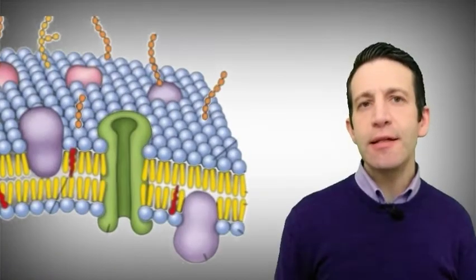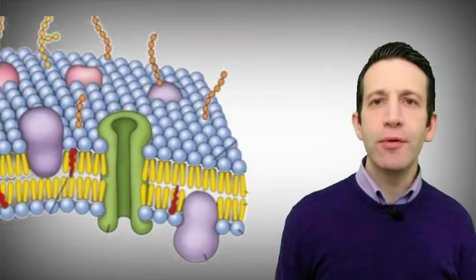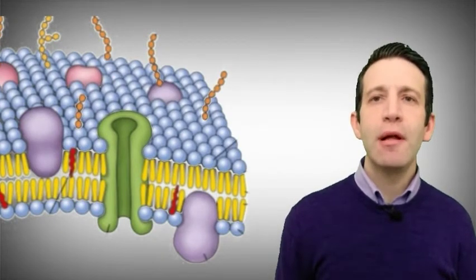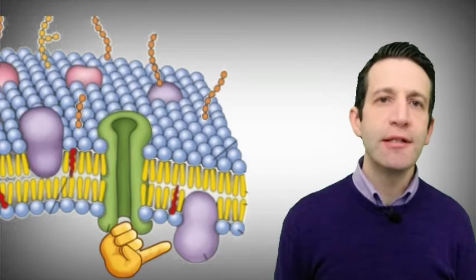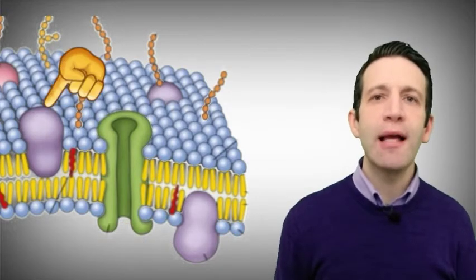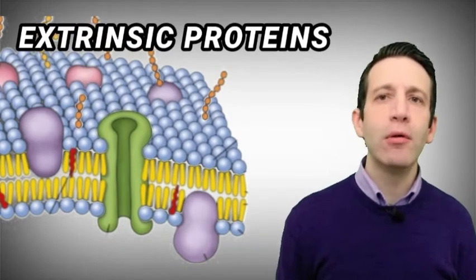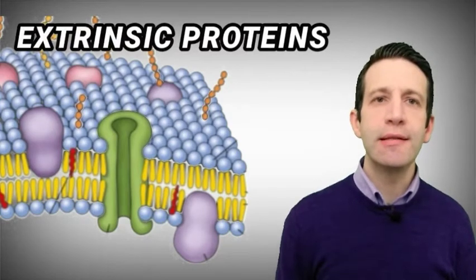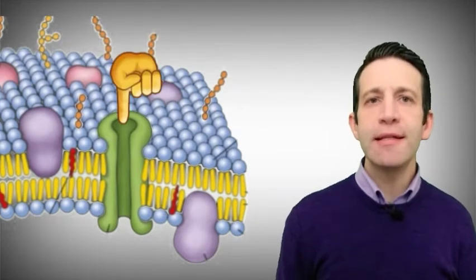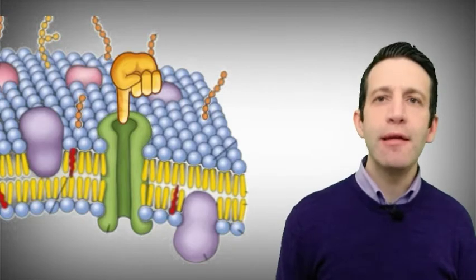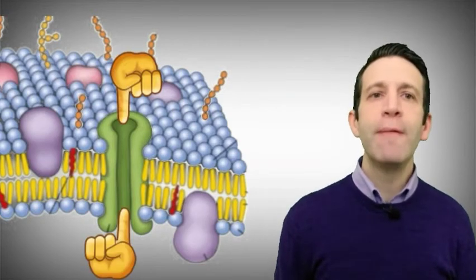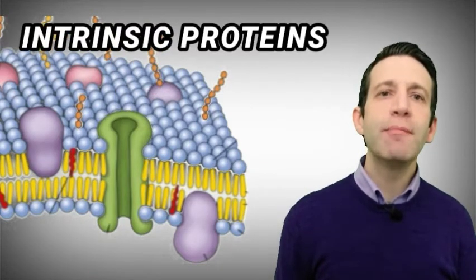It is associated with a wide range of proteins. Some of them lie on the inner surface, others on the opposite side, and they are both called extrinsic proteins. Many others instead pass through the double layer from side to side. They are called intrinsic proteins.